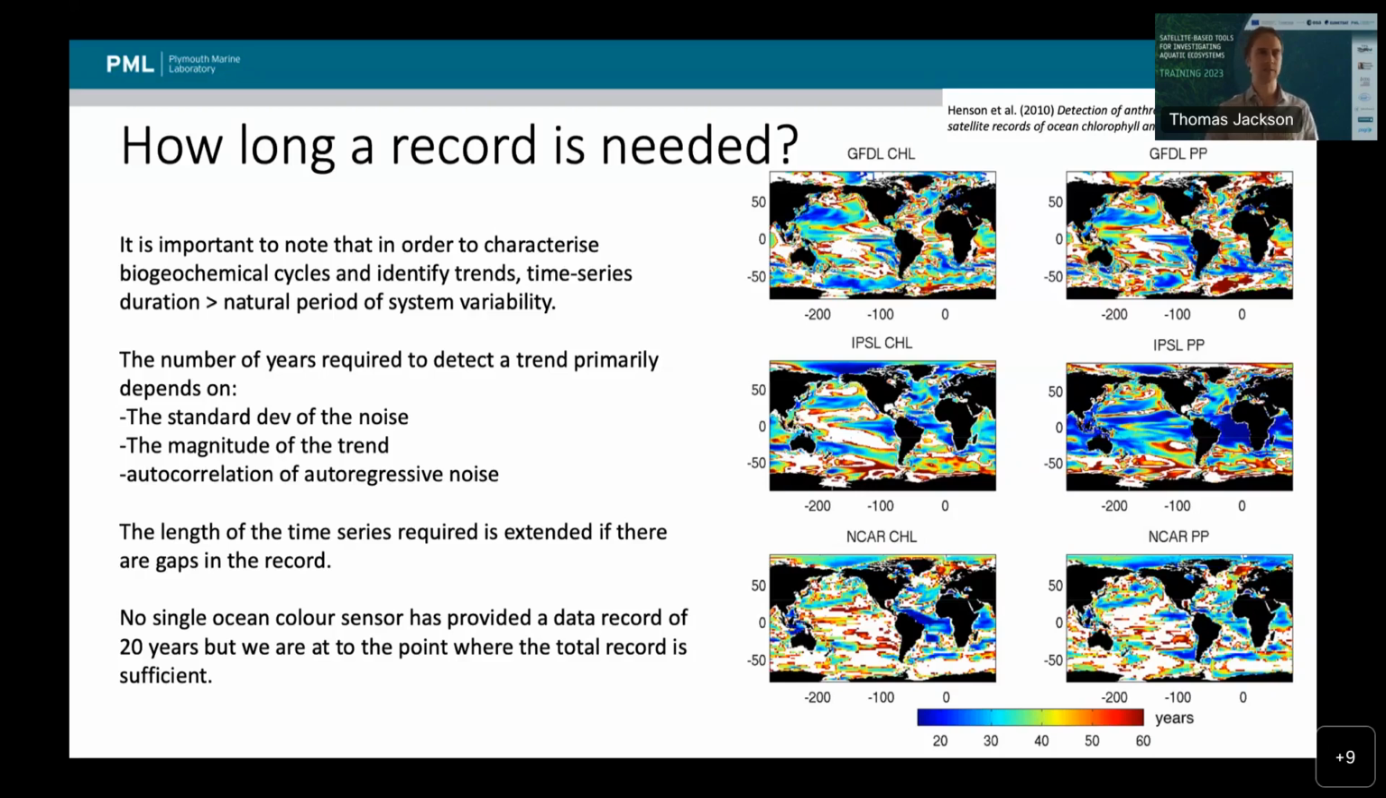So the noisier the signal, the longer the time series we need. There's the magnitude of the trend. If you have a very strong trend, you don't need as long a time series to detect that trend. And there's also autocorrelation of the noise. Autocorrelation is where your time series has a correlation with a later time step.